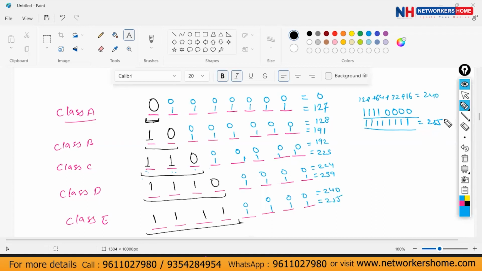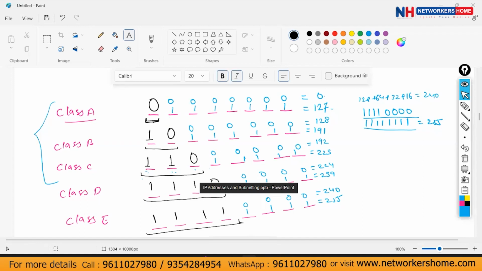Classes range. Now, for IP address assignment purpose, we only use 3 classes: class A, class B, and class C. In case of class A, the range is from 0 to 127. But we'll discuss that in the presentation. So this is clear.